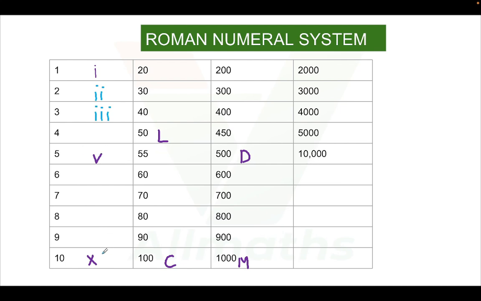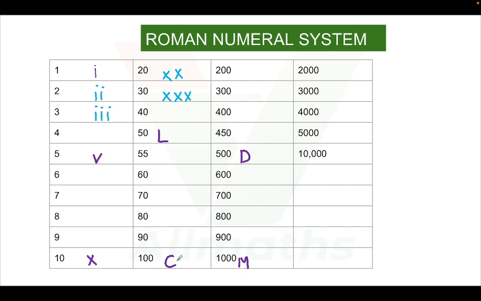So the next family of 1 is what? X, good. So X can take 2, right? If you have X and X, it will be what? 10 plus 10, which is 20. It can take a triplet also, right? X, X, X, which is 30. L is a family of 5. It cannot take a twin nor a triplet.